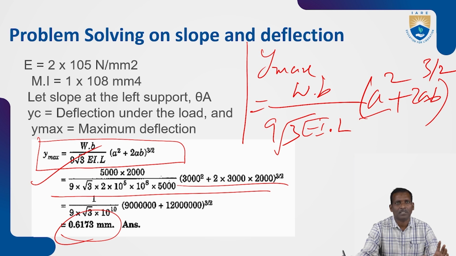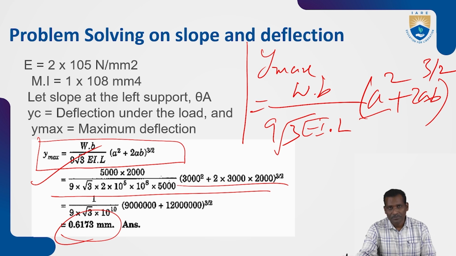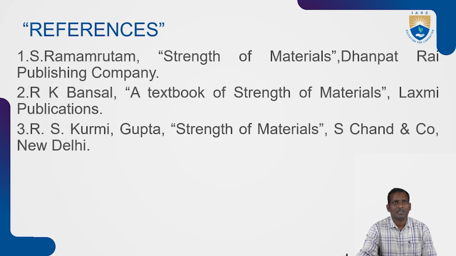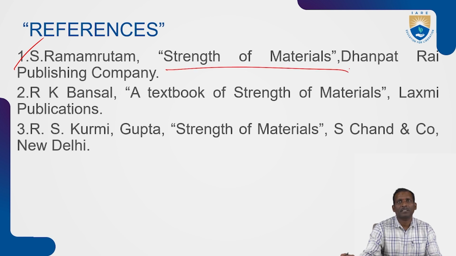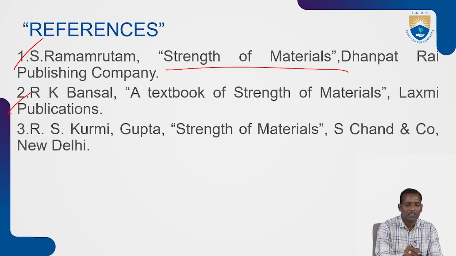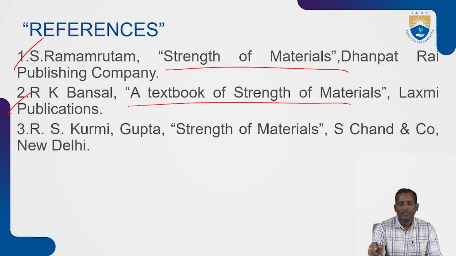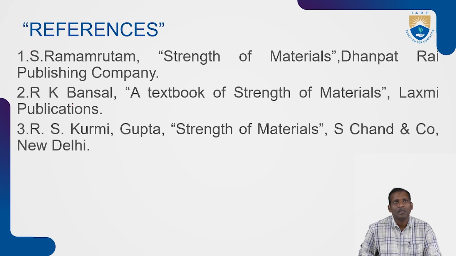In today's session we have discussed the simply supported beam slope and deflection calculation. These are the references I have taken. Ramamurthy, title of the book is Strength of Materials, publishers are Dhanpat Rai Publishing Company. And one more author, R.K. Bansal, title of the book is Strength of Materials. And R.S. Khurmi and Gupta, this title also Strength of Materials, publishers are Chand and Co. So take any one reference for further clarification.